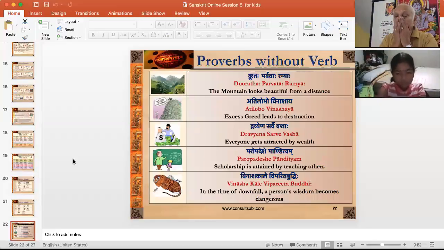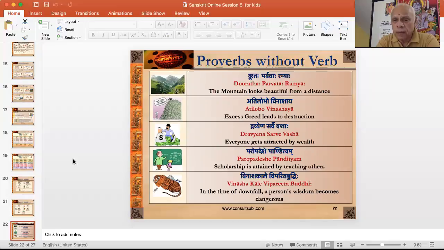Okay. Now, there are some proverbs where you don't have a verb at all, but they give you full meaning. Durataha parvataha ramyaha. Durataha means at a distance. Parvataha means mountain. Ramyaha means beautiful. The mountain looks beautiful from a distance. Atilobho vinashaya. Lobho means greed. Atilobho means excess greed. Vinashaya, leads to destruction.